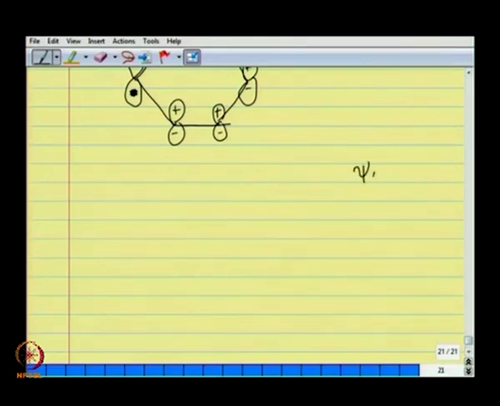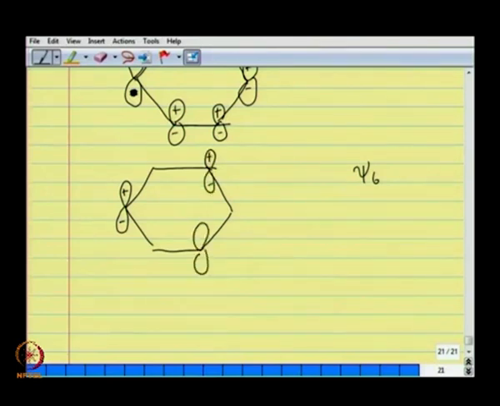What about psi 6, which is also easy to draw because every alternate carbon p orbital is of the same sign. So, you have plus, minus, plus, minus, plus, minus, and the other three are the negative combinations, minus plus, minus plus, minus plus. Now, you can see that there is a nodal plane here, the orbital goes through a nodal plane here, and again it goes through a nodal plane.